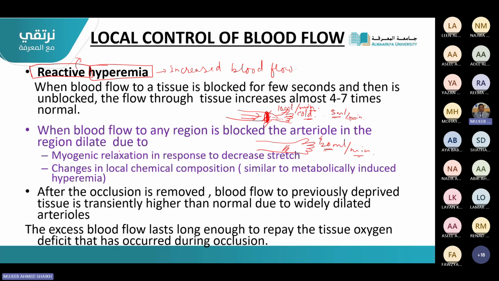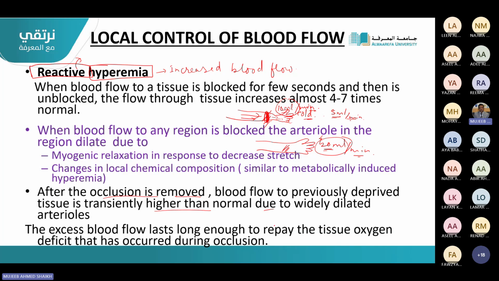So read here. When blood flow to any region is blocked, the arterioles in this region dilate due to myogenic relaxation in response to the decreased stretch, and changes in the local chemical composition, similar to the metabolically induced hyperemia. After the occlusion is removed, after you remove the band, the blood flow to the previously deprived tissue is transiently higher than normal. Initially, it was 10 ml. Normally, it is 10 ml, but it will increase for some time to 20 ml.